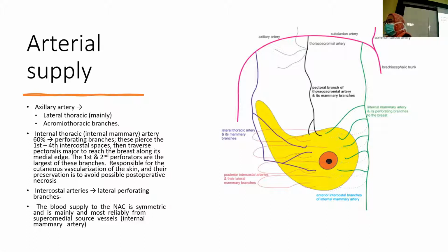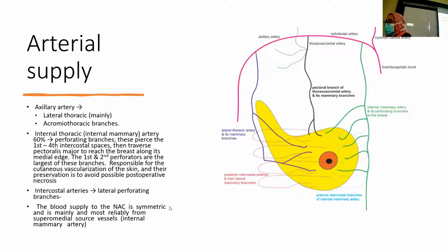So this will actually supply the middle part of your breast, and it provides the vasculature for 60% of your breast tissue. The perforating branches pierce the first to fourth intercostal spaces and then traverse into the pectoralis major to reach the breast along its middle edge. Okay, the first and the second perforators up here are the largest out of these branches.